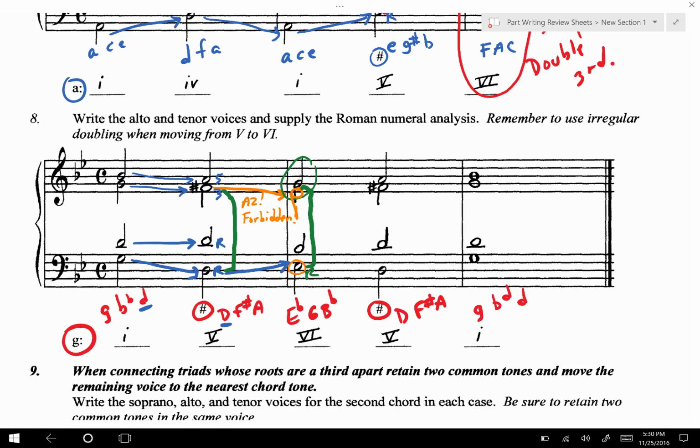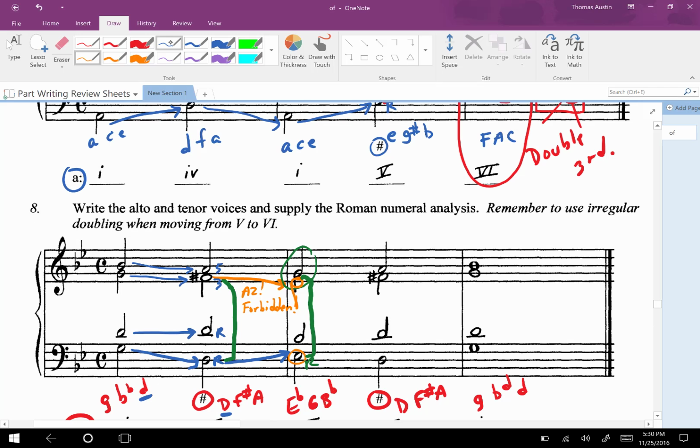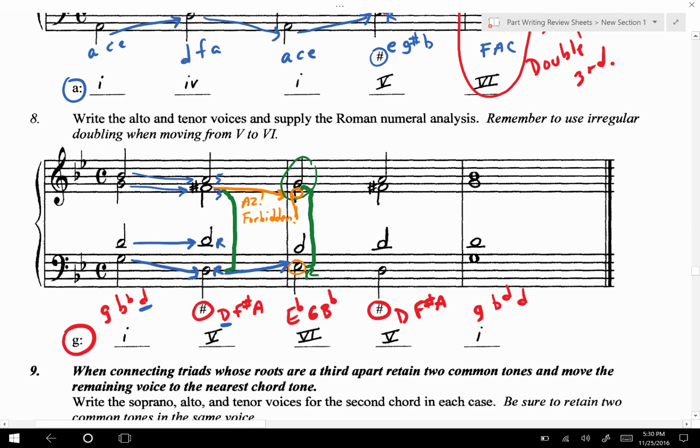So now, in the next chord, let's go back to blue. I'm going from the 6th chord back to the 5 chord. So the bass moves down by the interval of a second. So normal doubling, that means simply that if the bass moves down by a second, I should move the other voices in contrary motion to the bass to the nearest chord tone.